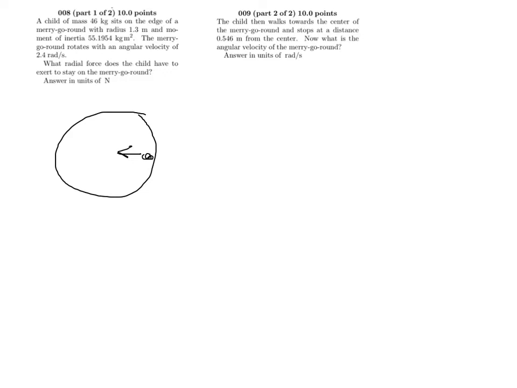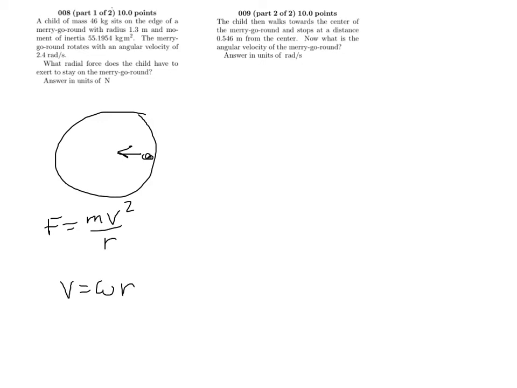But that's irrelevant here because that force is going to be m times v squared over r. So I'm given the radius, which is going to be my r. I'm not given a velocity, but I'm given an angular velocity of 2.4 radians per second, so I'm going to have to convert that. And then my mass is 46 kilograms. Now, I also know the relationship between v and omega. Since I'm given radians per second, I know that my velocity is going to be my omega times r.